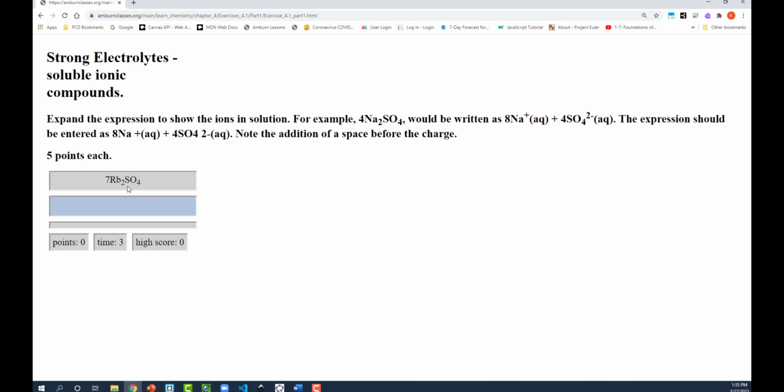All right, so I see 7 of these units of rubidium sulfate. So how many rubidiums do I have? I have 14. So 14 rubidiums, and then I leave a space. Then I put my positive charge, and then the aqueous. And now space, plus, space, oops, not plus, and then SO4 space 2 minus aqueous. And I think I forgot how many sulfates. There's 7 of these sulfates that I have to put inside here. I think I've got it now. Let's see if this is right. 14 rubidiums and 7 sulfates. Yeah, that looks pretty good.